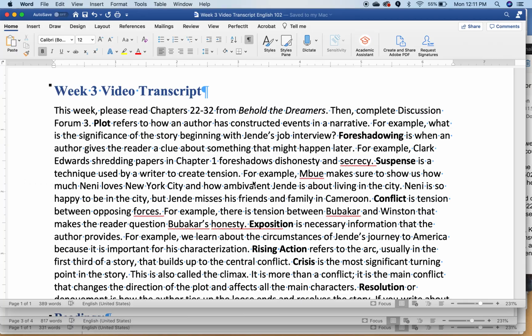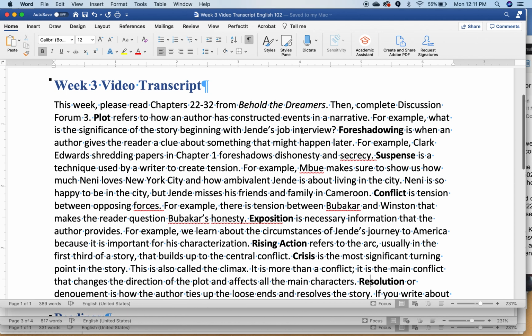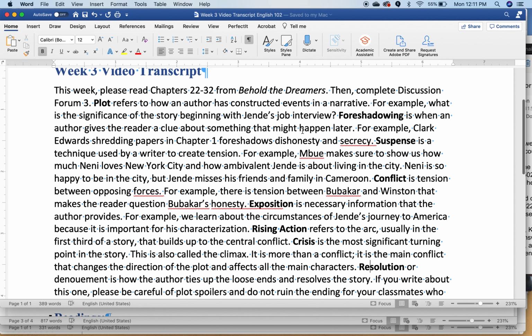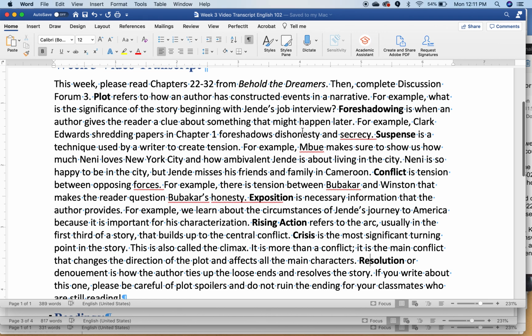So plot refers to how an author has constructed events in a narrative. For example, what is the significance of the story beginning with Jende's job interview? Foreshadowing is when an author gives the reader a clue about something that might happen later. For example, Clark Edwards shredding papers in chapter 1 foreshadows dishonesty and secrecy.